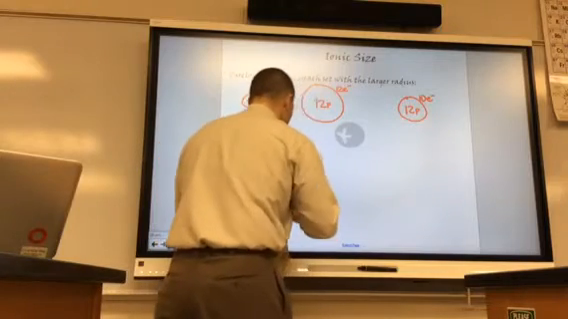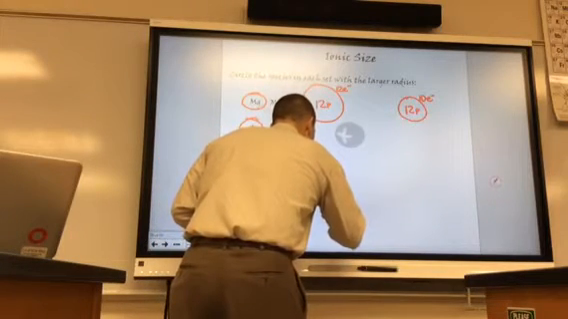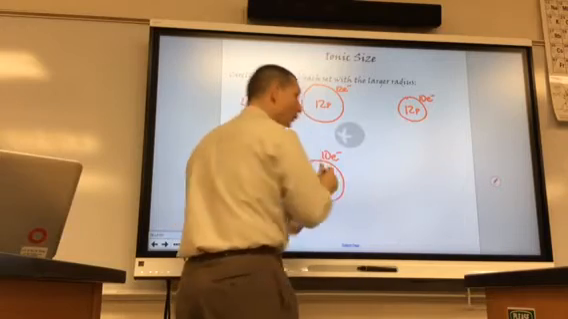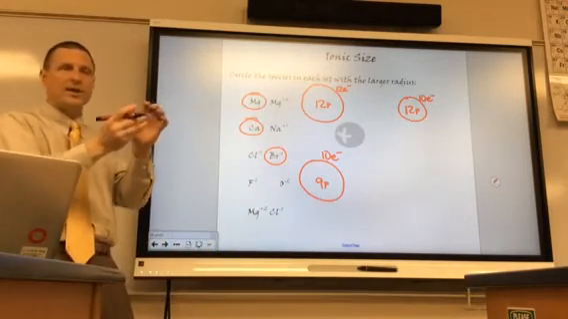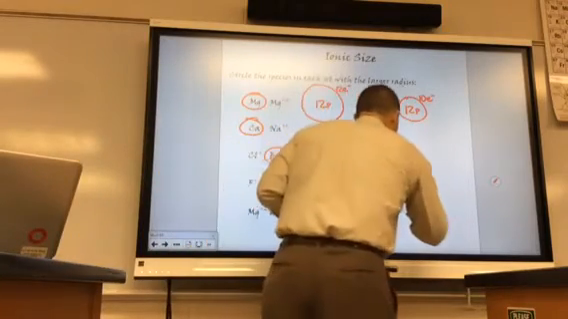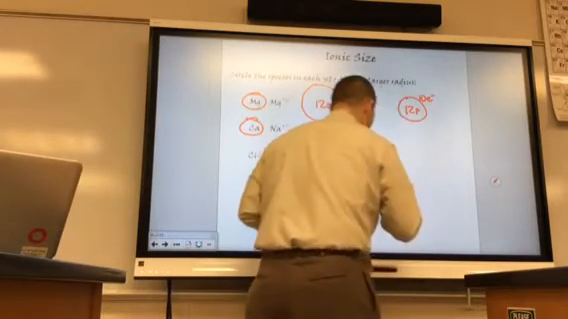So fluorine, when it makes fluoride, you've got 9 protons holding 10 electrons. Before, fluorine was really small, but gaining an electron, out it goes. The oxide ion now only has 8 protons.